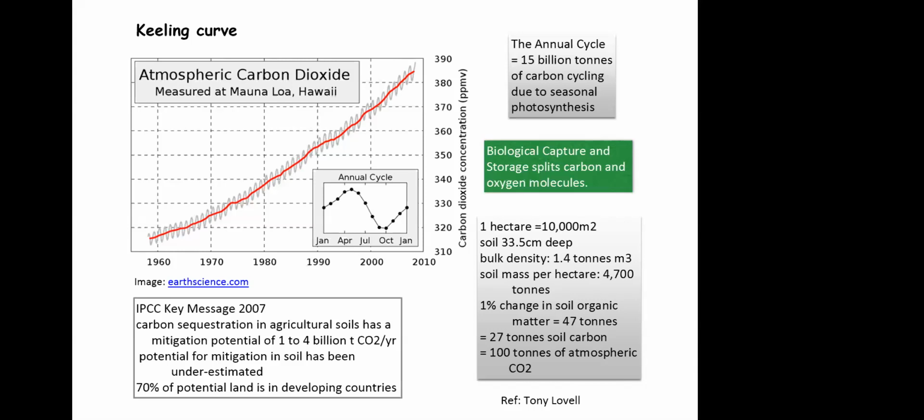Now, Tony Lovell, who is the co-founder of Sustainable Land Management Australia, has worked out that 1 hectare of land is 10,000 square meters. If you have soil that's 33.5 centimeters deep and the bulk density is 1.4 tons, the soil mass per hectare is 4.7 tons, and just a 1% change in soil organic matter would be 47 tons, which is 27 tons of soil carbon and 100 tons of atmospheric CO2, which you are actually drawing down.